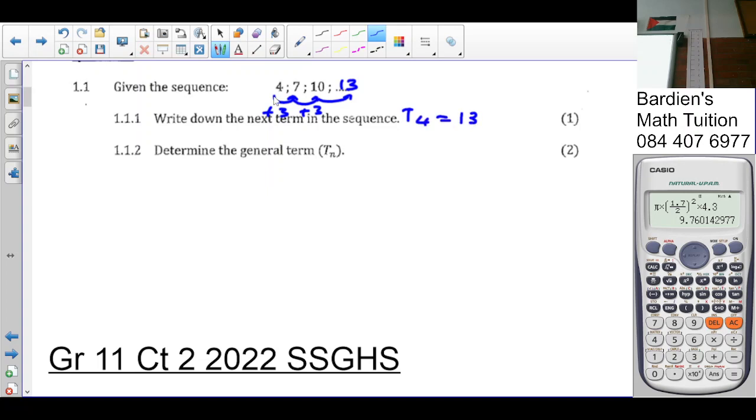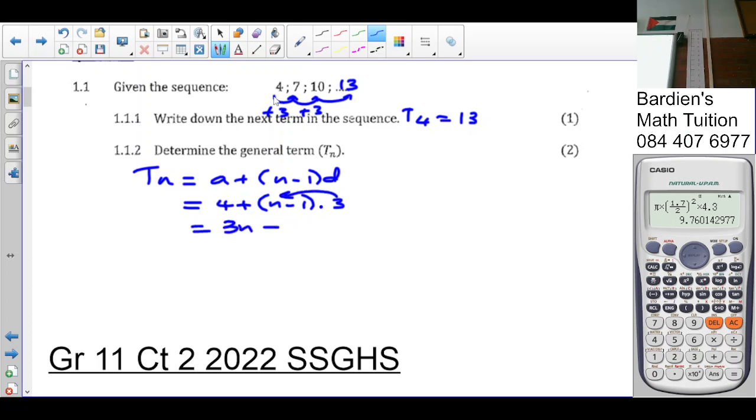Okay. The next question says determine the general term, Tn. So since we're adding all the time, or subtracting, it will follow the formula Tn is equal to a plus (n minus 1)d. It's an arithmetic sequence. So your a value is 4 plus (n minus 1) times d, which is 3 in this case. So you will have 3n minus 3 plus 4 is 1. Tn is equal to 3n plus 1.